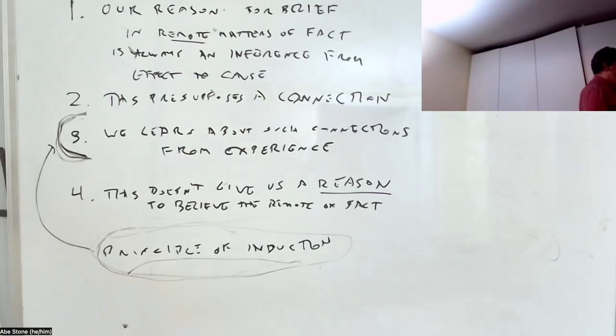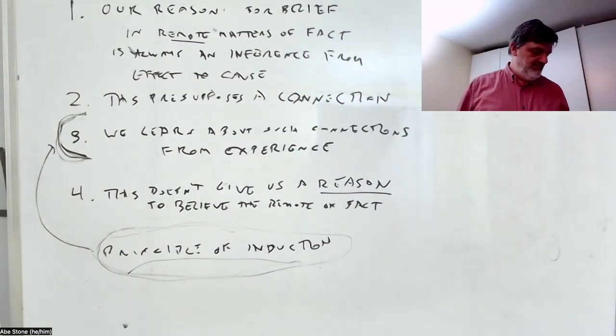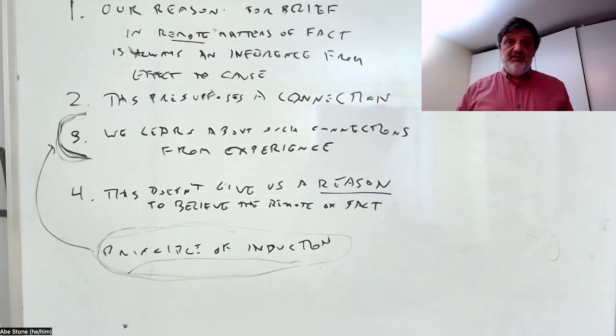And therefore, the skeptical conclusion is that we have no reason for our belief in any remote matters of fact. We believe in them, but the belief in them is not the result of reasoning. So that's the skeptical doubt, right? Then there's a skeptical solution.